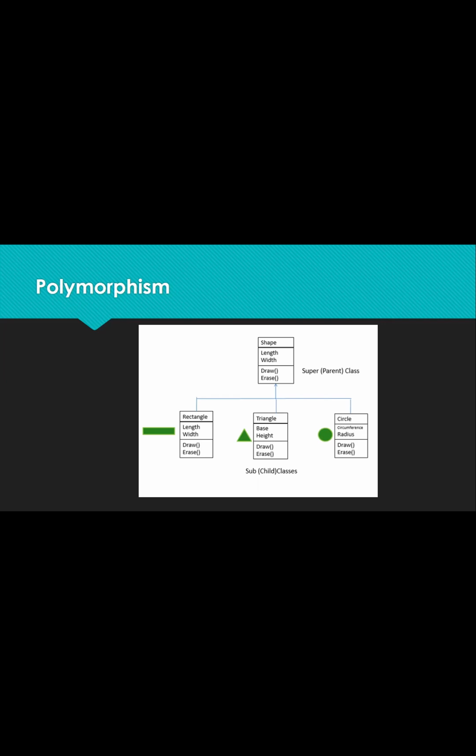The length and width from Shape we have in the rectangle and the triangle, but when it comes to circle it's different: circumference and radius are the attributes. But the draw and erase methods are the same. Look at the rectangle: draw and erase; triangle: draw and erase; circle: draw and erase. But the output is not the same. In the picture, the rectangle is a different shape, the triangle is a different shape, the circle is a different shape. So the same method giving different outputs is what we call polymorphism.